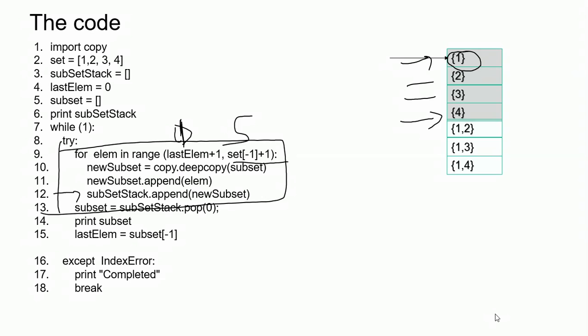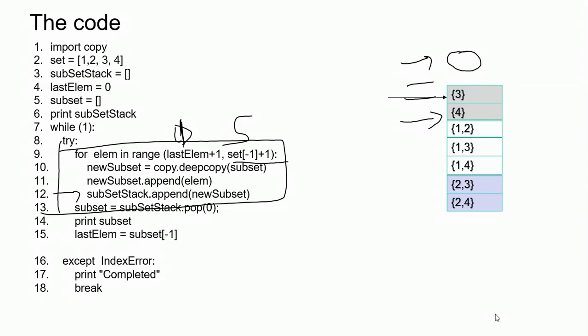Next, when this iteration is over, what do you do? Use subset equals subset.pop(0), which means what does subset become? 2. This iteration now will generate all the children of 2: 2, 4; 2, 5; 2, 3; 2, 4.